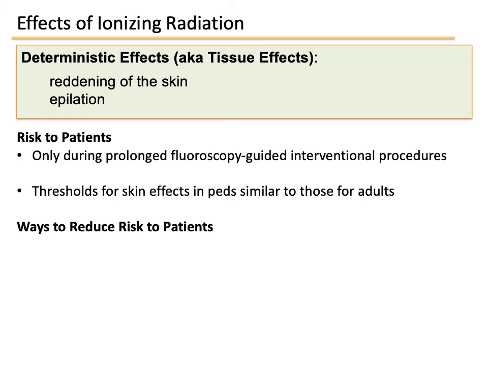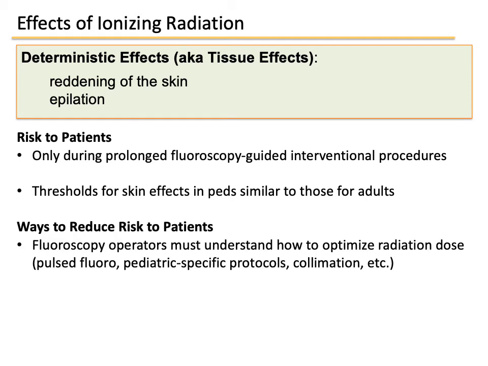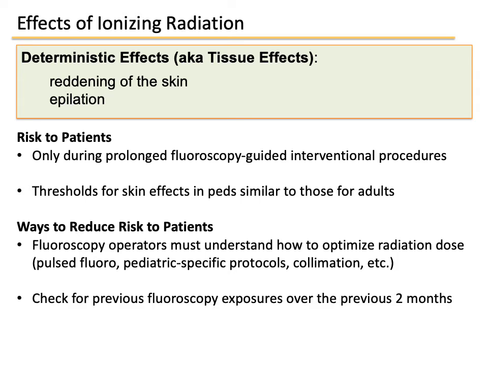We can reduce risk to patients by understanding how to optimize radiation dose, including the use of pulsed fluoro, pediatric and size-specific protocols, and proper collimation. The patient's medical history should also be reviewed to check for previous fluoroscopy exposures over the previous 2 months. This can help guide the fluoroscopy operator as to whether adjustments should be made, for example, rotating the X-ray tube to minimize the amount of skin exposed during multiple procedures.